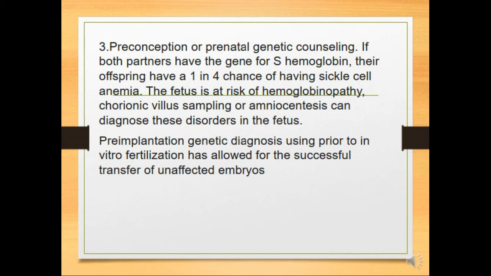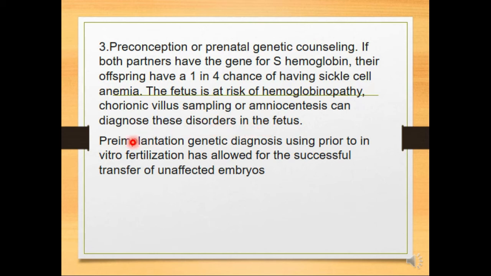Number 3, preconception or prenatal genetic counseling. If both partners have the gene for S hemoglobin, their offspring have a 1 in 4 chance of having sickle cell anemia. So the fetus is at risk of hemoglobinopathy. So here chorionic villus sampling or amniocentesis can diagnose these disorders in the fetus.